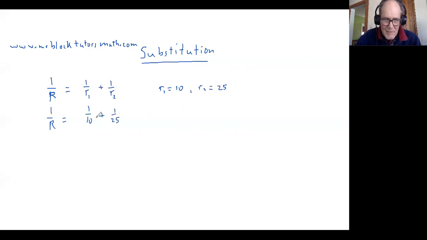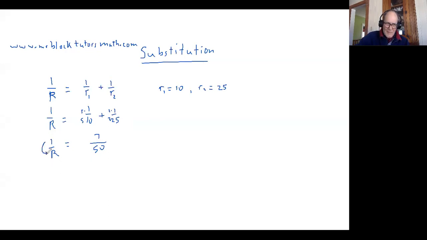I do want to look at this a little bit, though, because notice what happens here. We need a common denominator of 50, so 5 times 5 and 2 over 2, and we end up with 7/50. Now the question is, what's R here? Is R 50? Is R 7/50? Is R 5/7? Is R 7? What is R?